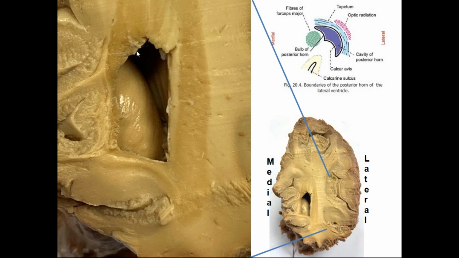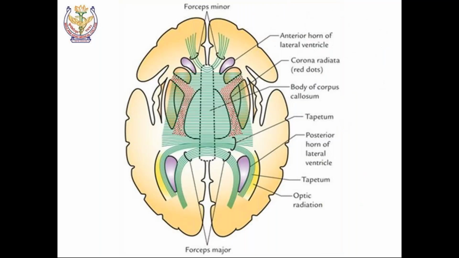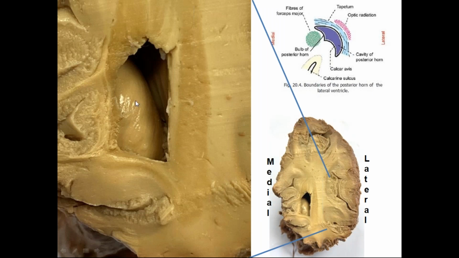Now here in the same enlarged view you can see a huge bulge. Just now we saw some fibers going medially. Remember, this is the posterior horn, and medial to it are the forceps major fibers, which raise a bulge on the medial wall of the posterior horn. It's like a bulge, and we call it the bulb of the posterior horn of the lateral ventricle.